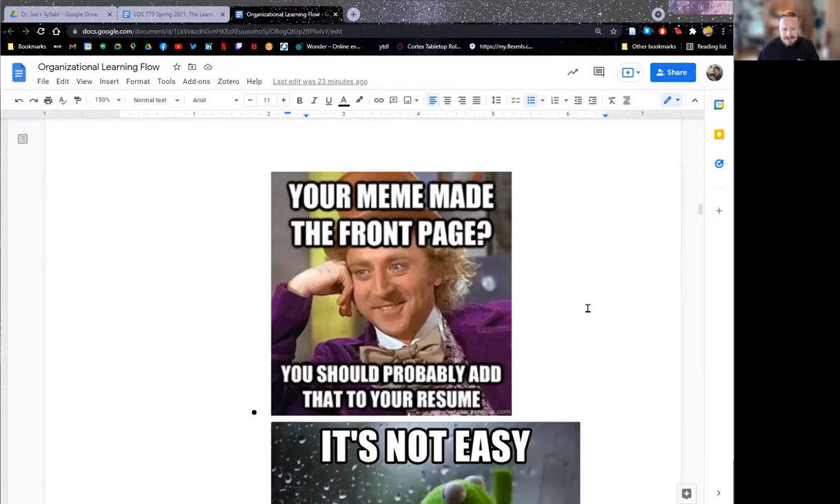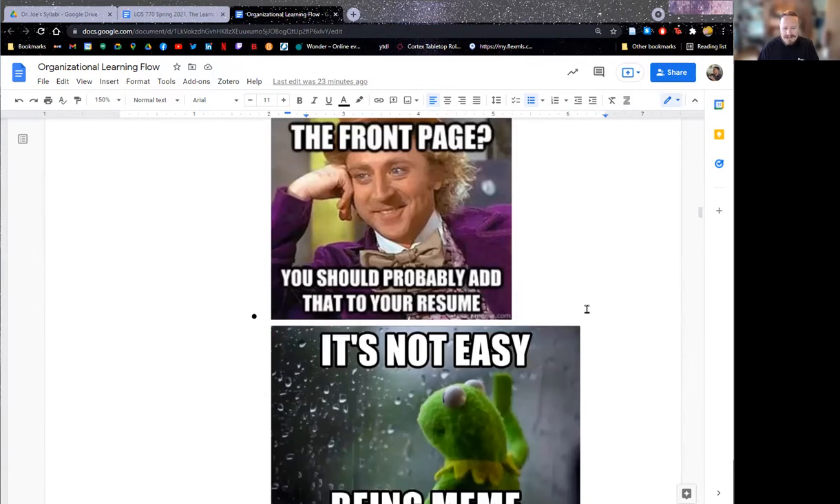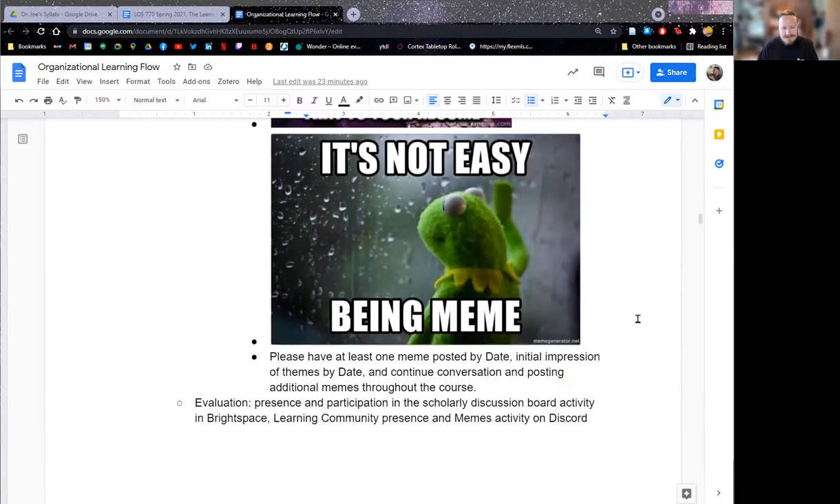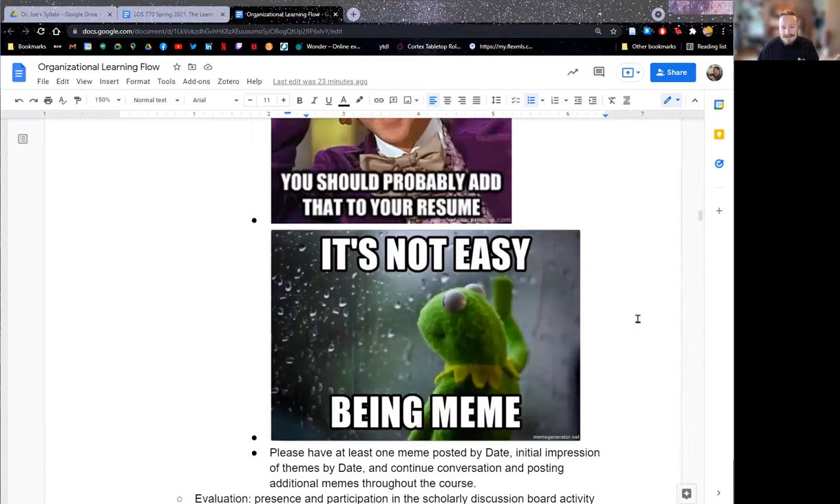There's two memes here that I posted. "Your meme made the front page?" And this is condescending Wonka. "You should probably add that to your resume." And then the second one is Kermit staring out the rainy window. "It's not easy being meme," a play on words for his song, It's Not Easy Being Green. And so I asked them, what's the conversation between these two memes?